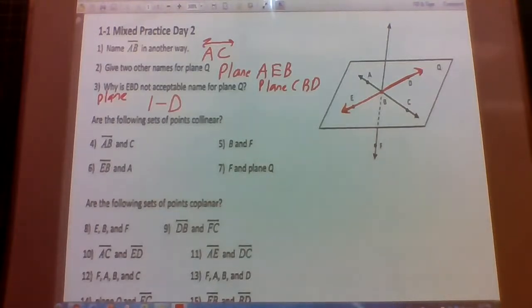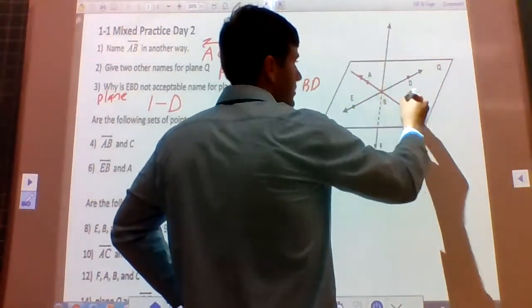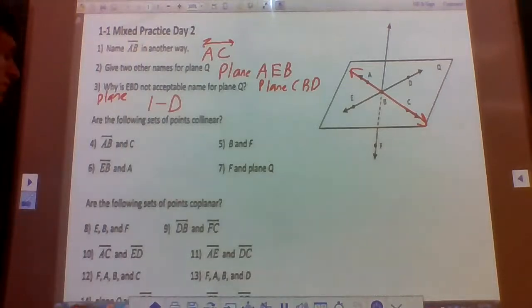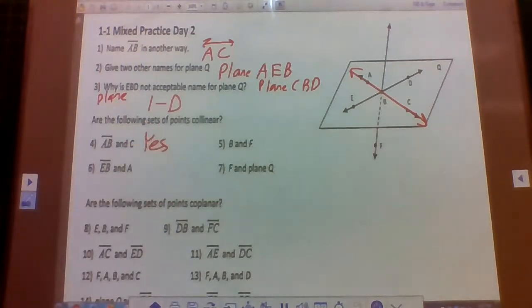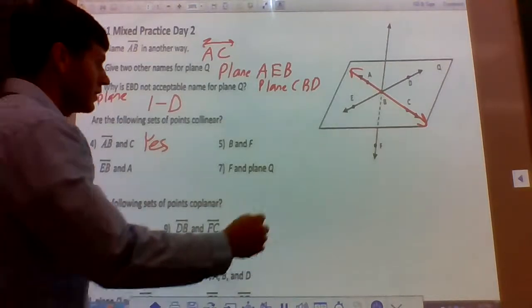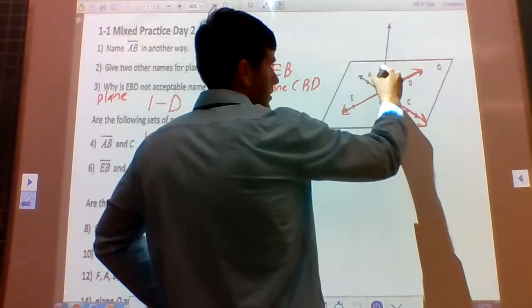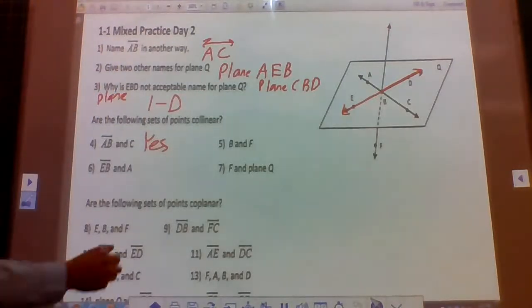Okay. Are the following sets of points collinear? So a line AB and C. So here's line AB. Collinear means points on the same line. So is C on that line? The answer here is yes, it is. Okay, EB and A. So here's line EB. Is A on that line? No, it's not, so it's not collinear. So that's a no.